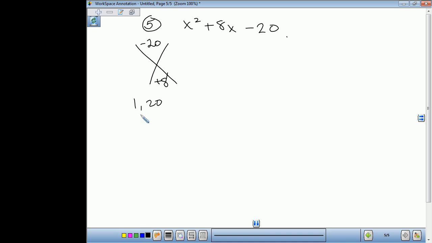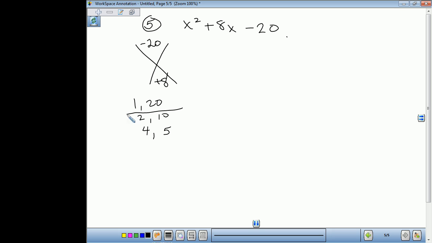1 and 20, 2 and 10, 3 doesn't go in there, 4 goes into 20 5 times, and 5 is already listed, so I'm done. So these are my possibilities. And we know they have to have different signs because I want to get a negative 20. Will any of these combinations work if I did different signs to add up to give me positive 8? Yes.